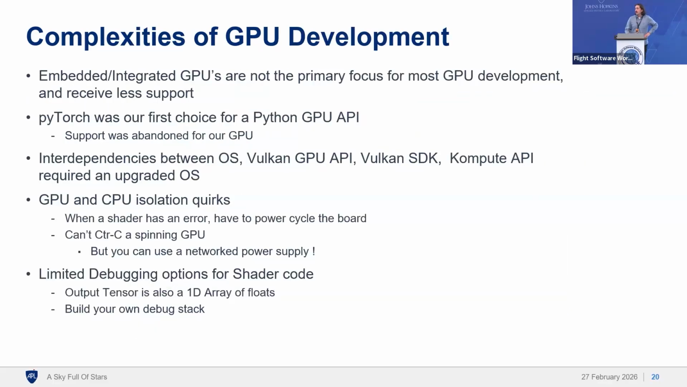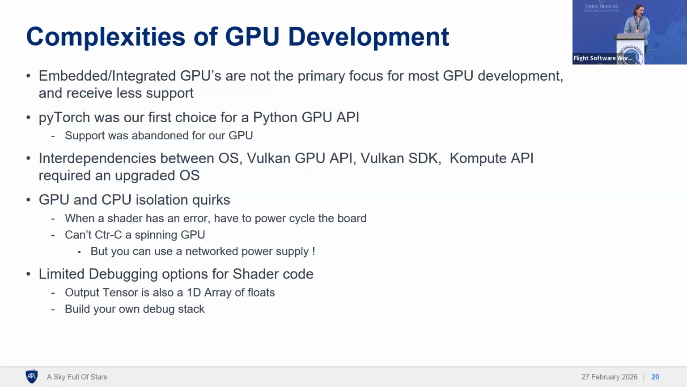So there are some complexities of doing this GPU development. These integrated GPUs and embedded GPUs are not really the primary focus of most GPU development. They receive a lot less support. We wanted to use PyTorch, but support had been abandoned for our GPU. There's a lot of interdependencies between the OS, the GPU API, the Vulkan SDK, and the compute API. And there's some quirks too.